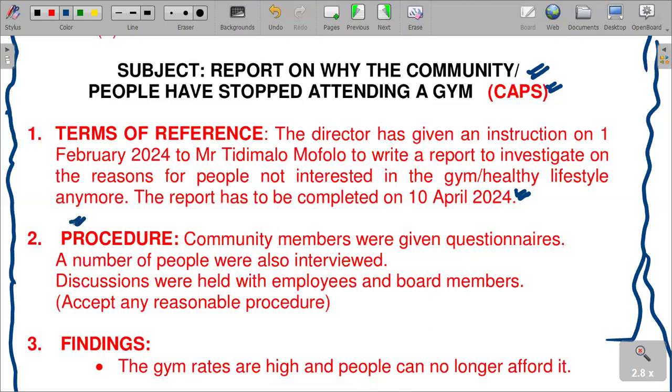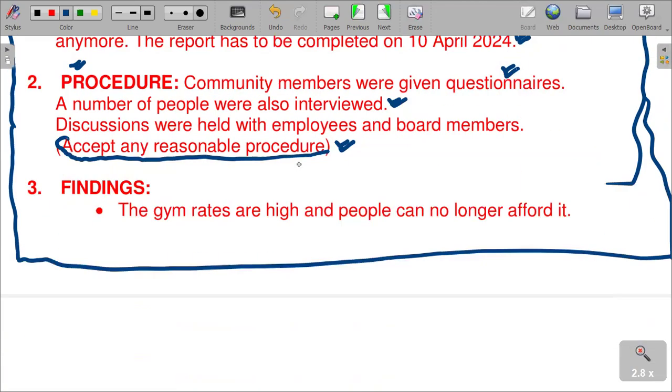Procedure. We are saying why people have stopped, so we are giving what we have done. The procedure is that community members were given questionnaires. A number of people were also interviewed. The data was collected through questionnaires and also interviews. Discussions were held with employees and board members. So what we are saying is the procedure of how the information was found. We accept any relevant procedure that can be stated in regard to that.